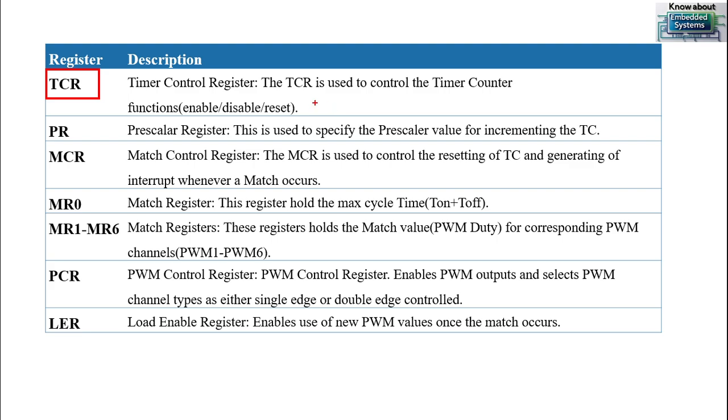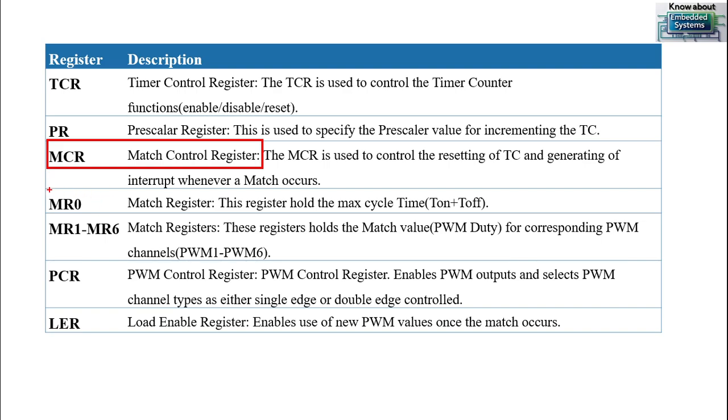It is used to enable and disable the counters. Then we're going to use PR. You know what PR is already. PR stands for prescaler register, which is used to step down your clock value. And then we have MCR. MCR stands for match control register. This match control register is used to enable different functionalities of your match register, whether you want to generate an interrupt, whether you want to start or stop.